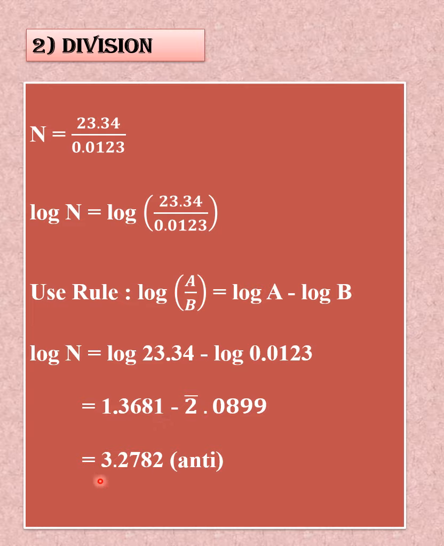After that, how to perform this subtraction? Remember, you have to perform the general subtraction, which means 0.3681 should be subtracted from 0.0899 by the same method. Subtraction of 1 minus 9 is not possible, so take 11 minus 9 like this. For the integral part, 1 minus, and this minus becomes plus 2. So 2 plus 1 is 3.